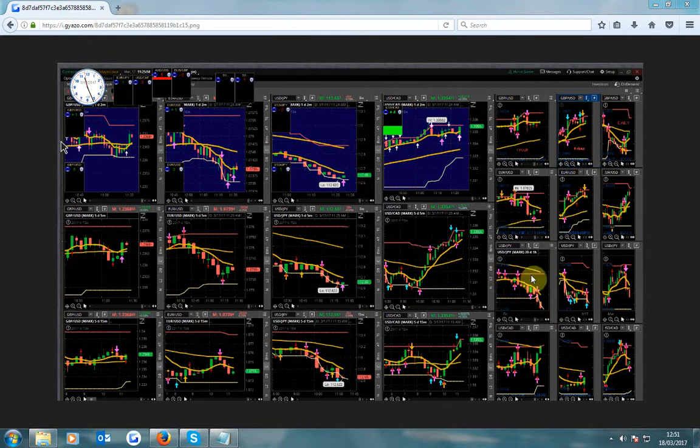On the UJ, let's have a look. You've got a 1 hour clear golden road down, 4-hour clear golden road down, and the daily, the price action is below the second of the two yellow lines, and the road is closing. It's going to cross, so it is a downtrend.